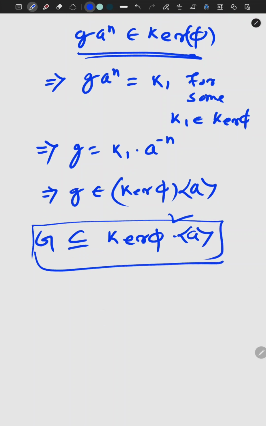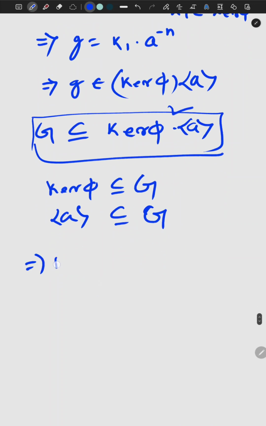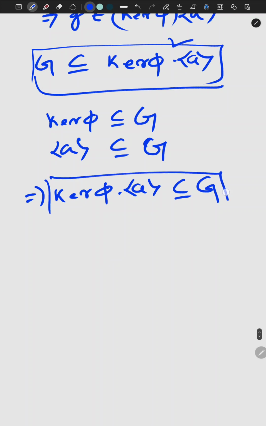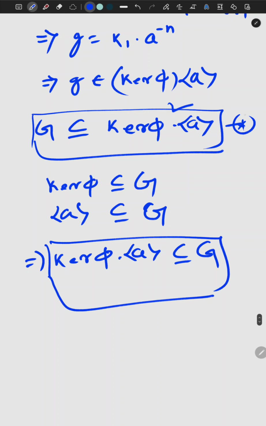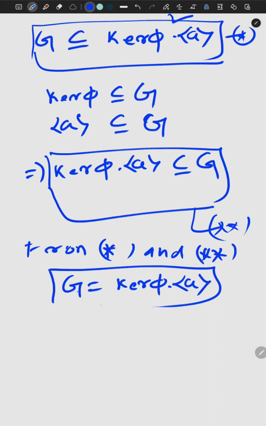We also know that kernel phi is a subset of G and the subgroup generated by A is also a subset of G, because G is the bigger group, so their product kernel phi times A is also a subset of G. If we write the first as star and this as double star, then from star and double star we get G equal to kernel phi times A. This statement is true, we proved it.